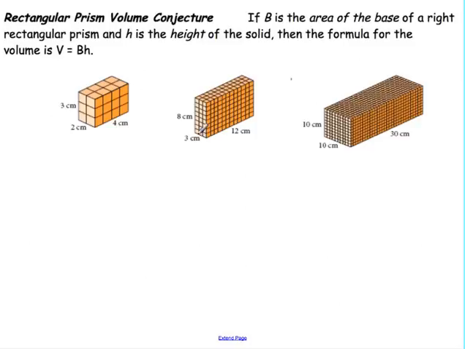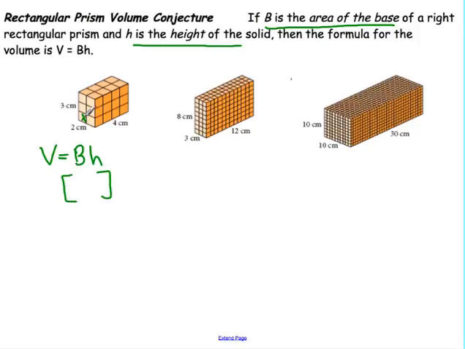So using this idea of finding the area of the base and multiplying it by the height, it kind of tells us this here, that if B is the area of the base of the right rectangular prism and H is the height of the solid, then the formula is just going to be V equals capital B times H. Remember, capital B just means we're going to multiply some of these things.